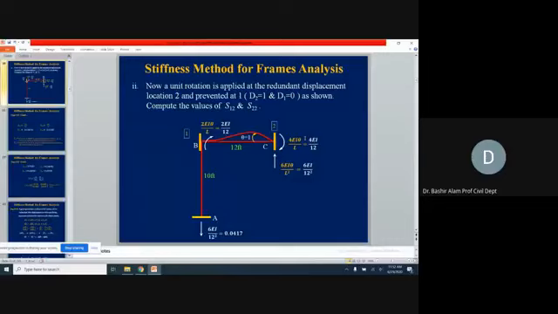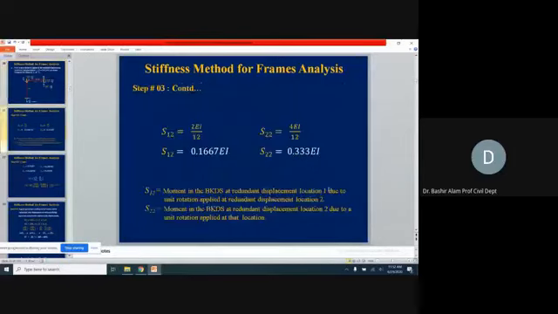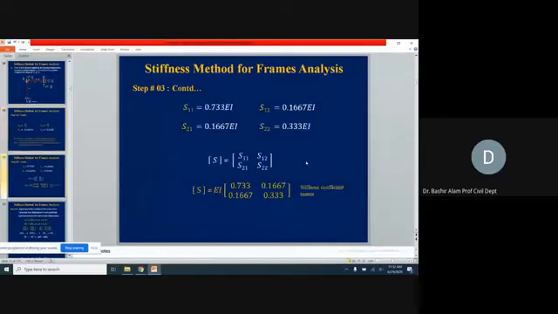And what will be S22 now? S22 will become this corresponding action to D2, which is 4EI over 12. So we have now S12 equal to 2EI over 12 and S22 is equal to 4EI over 12, and you can see them in the decimals also. So we have all the 4 components of the stiffness coefficient matrix now. So next now we write them in a regular form. You see the matrix now.